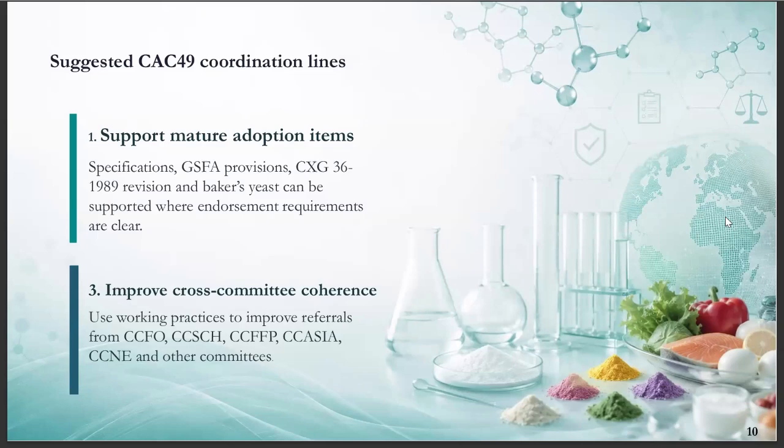In regard to the CAC 49 coordination lines as proposed: first, support mature adoption items, specifications, GSFA provisions, CXG 36/1989 revision, and baker's yeast, which can be supported where endorsement requirements are clear. Secondly, enhance coordination among the committees through the use of practical practices and improve referrals from CCFO, CCSCH, CCFFP, CC Asia, CCNE, and other committees.